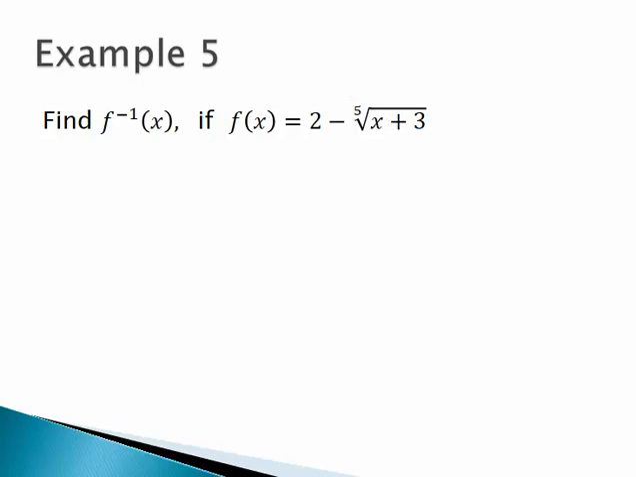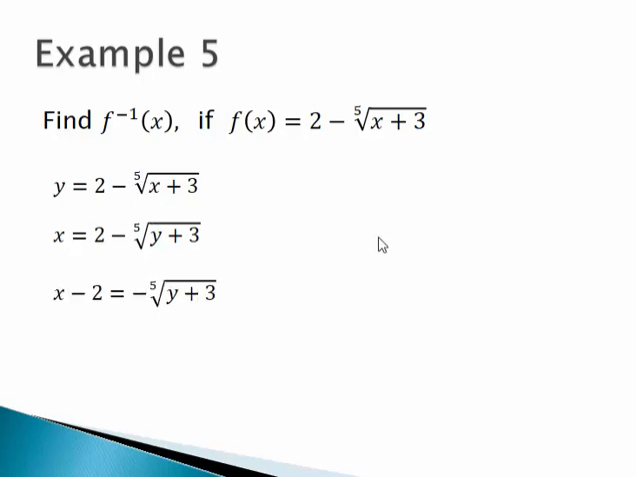So take it out of function notation. Call it y equals 2 minus the fifth root of x plus 3. I'm going to swap x and y, because that's what the inverse does, it reverses the role of x and y, and then solve for y. So first thing, before I handle the radical, I've got to get it by itself.